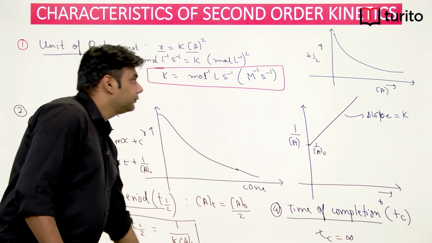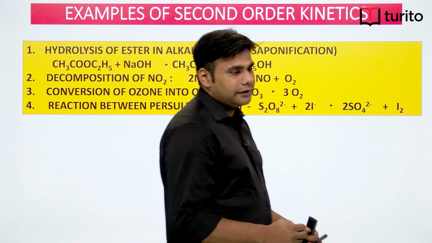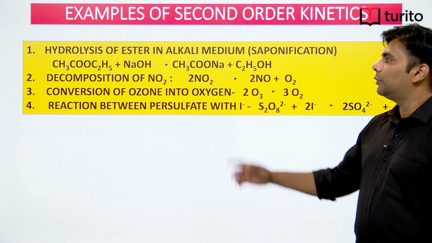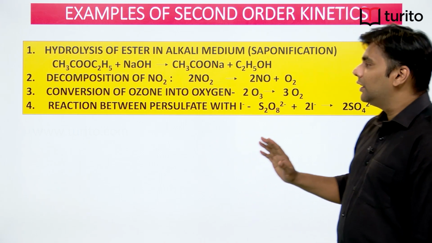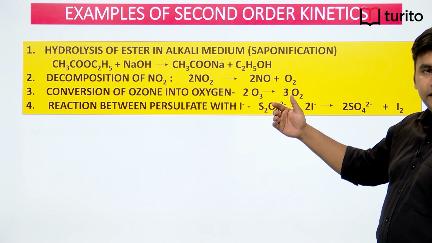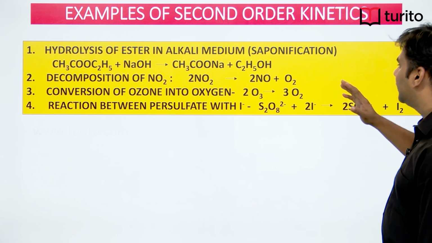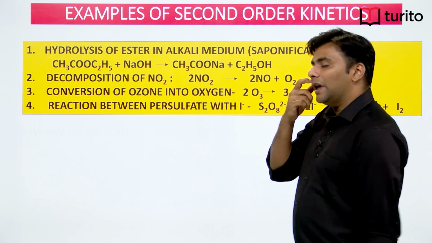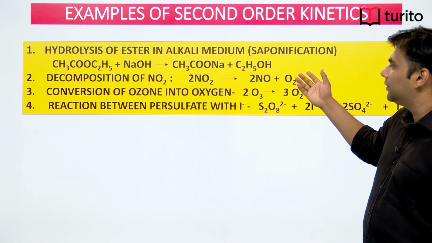Okay. So let us look at some examples of second order kinetics. The first example, which we will also study in reaction mechanism, especially in the carboxylic acid portion, is hydrolysis of an ester in alkaline medium. Whenever we are hydrolyzing any ester in alkaline medium, it will always follow a second order kinetics. Now this reaction is also called saponification. So basic hydrolysis of ester is also called saponification.